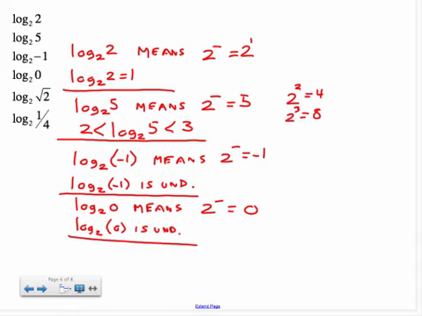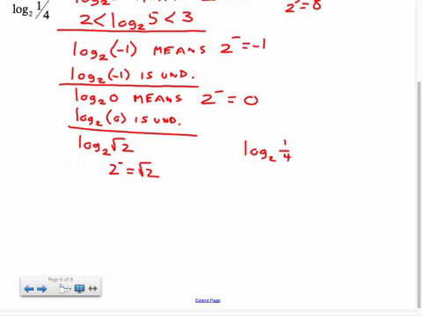So I got two more real quick. Log base 2 of square root of 2 and log base 2 of 1/4. So what does this mean? This means 2 to some power has to equal the square root of 2. I don't like that, but I can rewrite the square root of 2 from chapter 1 as 2 to the 1/2. And so 1/2 is the exponent that I'm looking for. So log base 2 of the square root of 2 will equal 1/2.